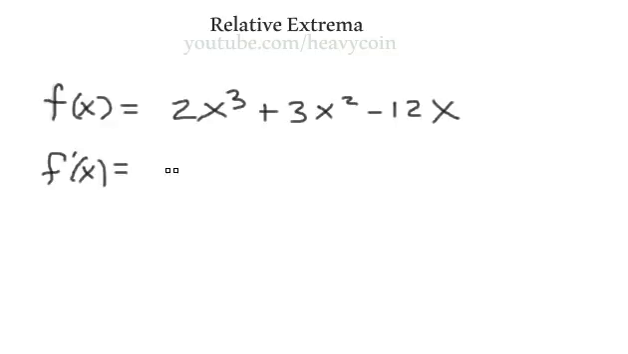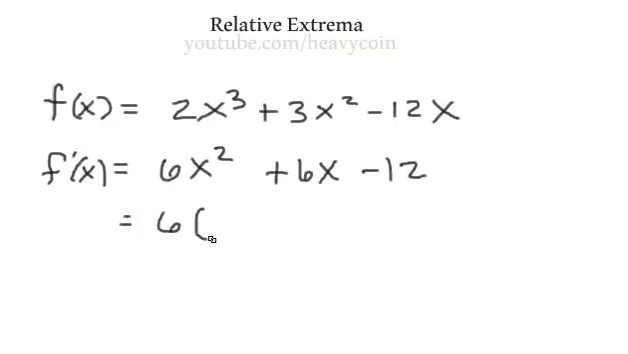Got to find those critical numbers. So the derivative is 6x squared plus 6x minus 12. And what I'm going to do is factor a 6 out of here. Pull one out. 6 times x squared plus x minus 2. We're setting this equal to 0. I guess the next thing I'm going to do is probably factor this.